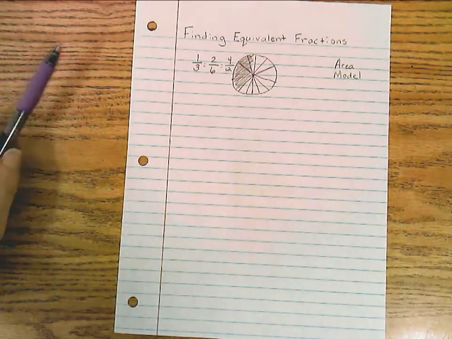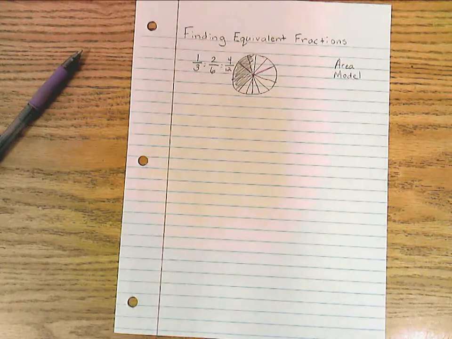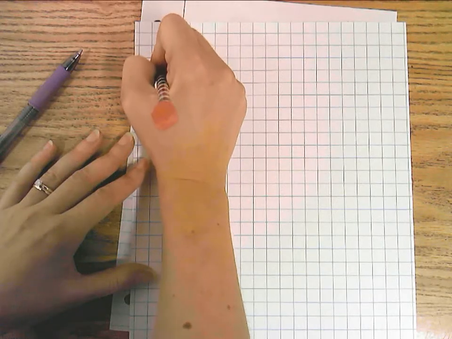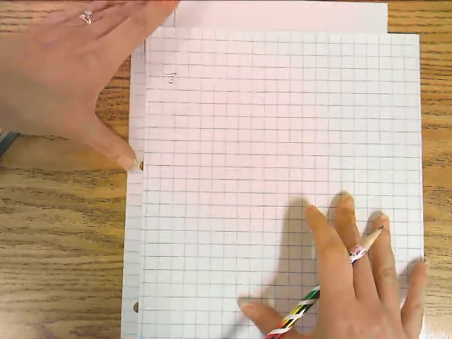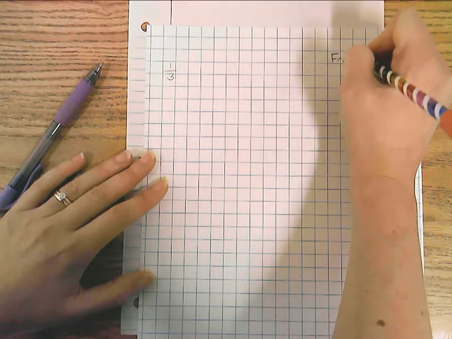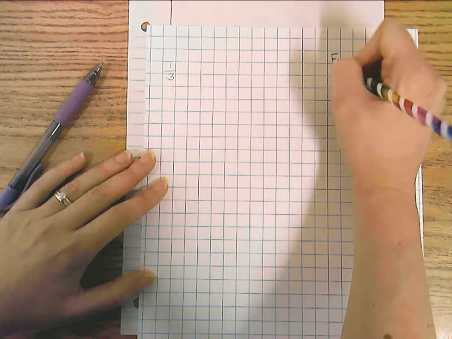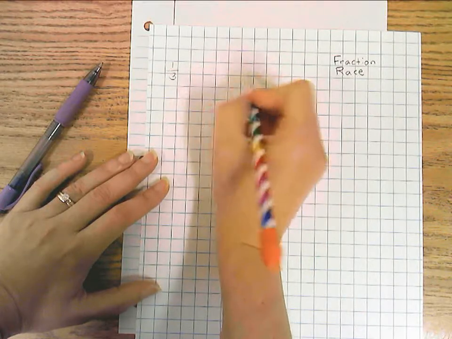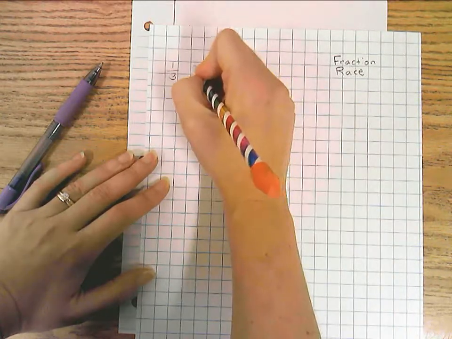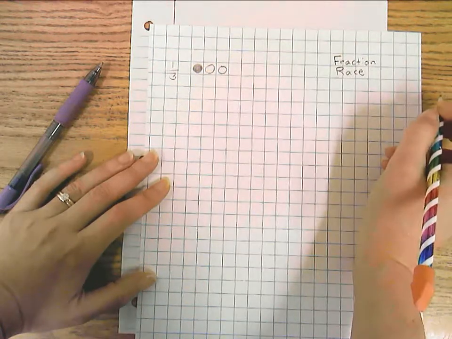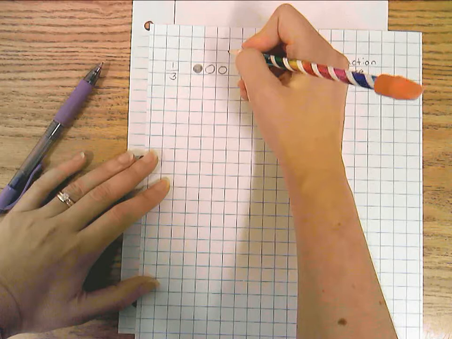For the next way, I'm going to actually use graph paper. I'll use 1/3 again. We call this method the fraction race. And this will be very helpful when we start adding and subtracting fractions. So we like to get some practice with it now. So here I'm going to actually use the graph paper to help me. So I'm going to color in 1/3 of my circles. This shows me 1/3.